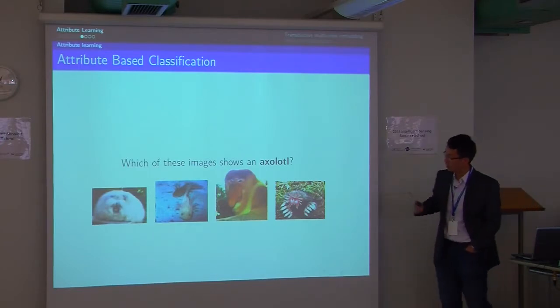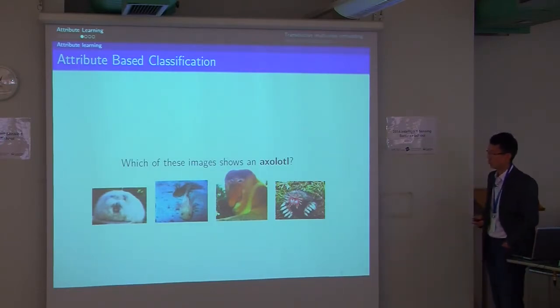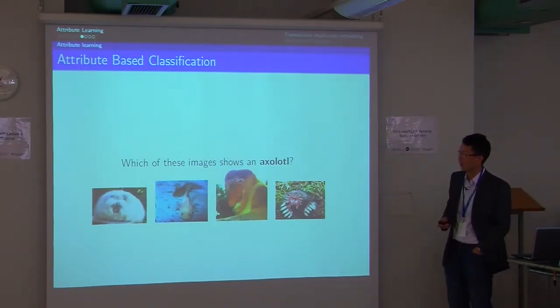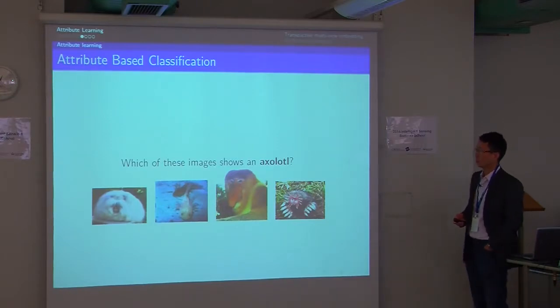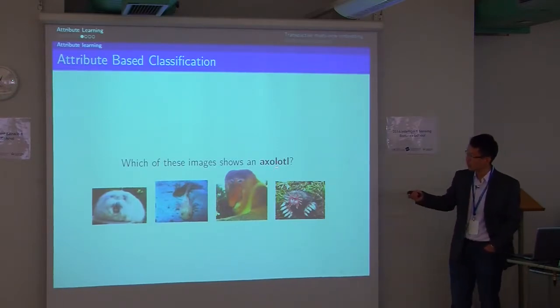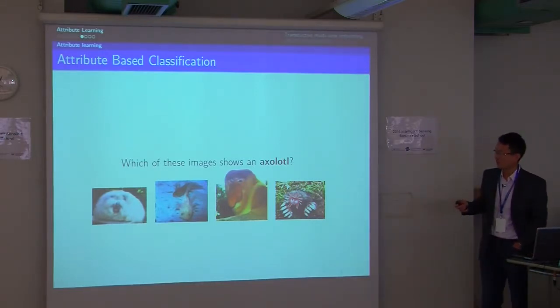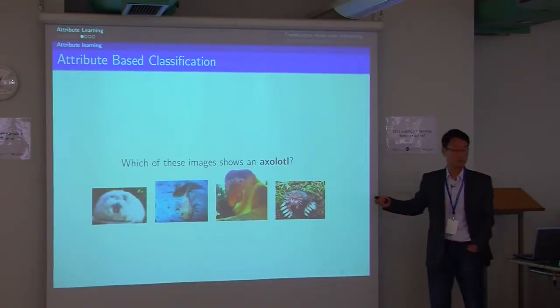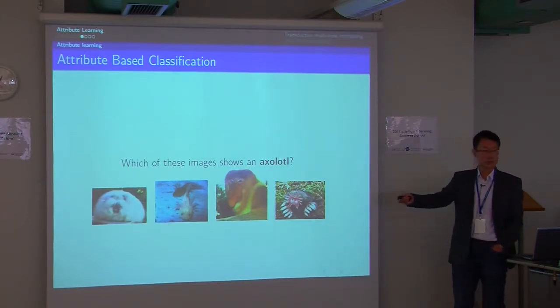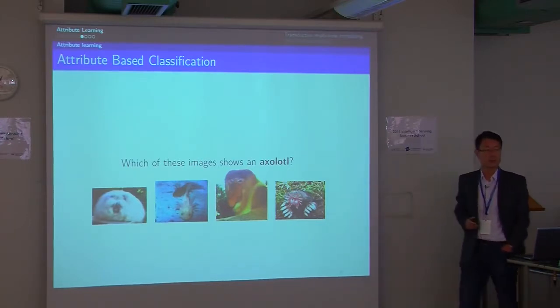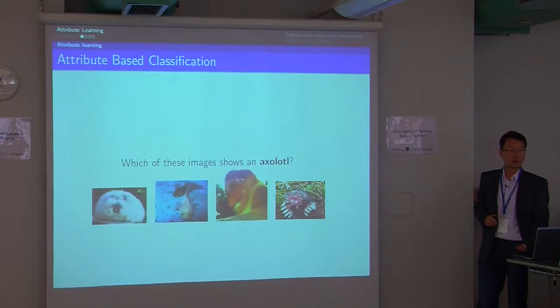So, okay, let's come back to the problem we want to address. This time we have another object category. It's called, I don't even know how to pronounce this. I'm sure nobody in this room has ever seen this before. But the same question: I give you 4 images, and I ask you which image contains this particular one. Does anyone know?